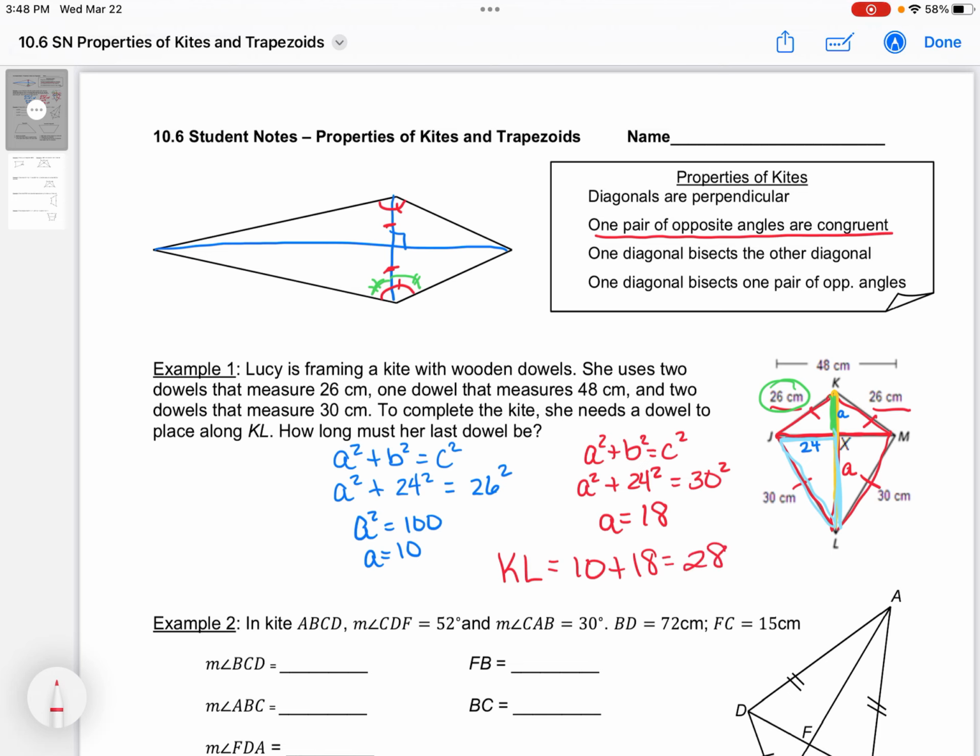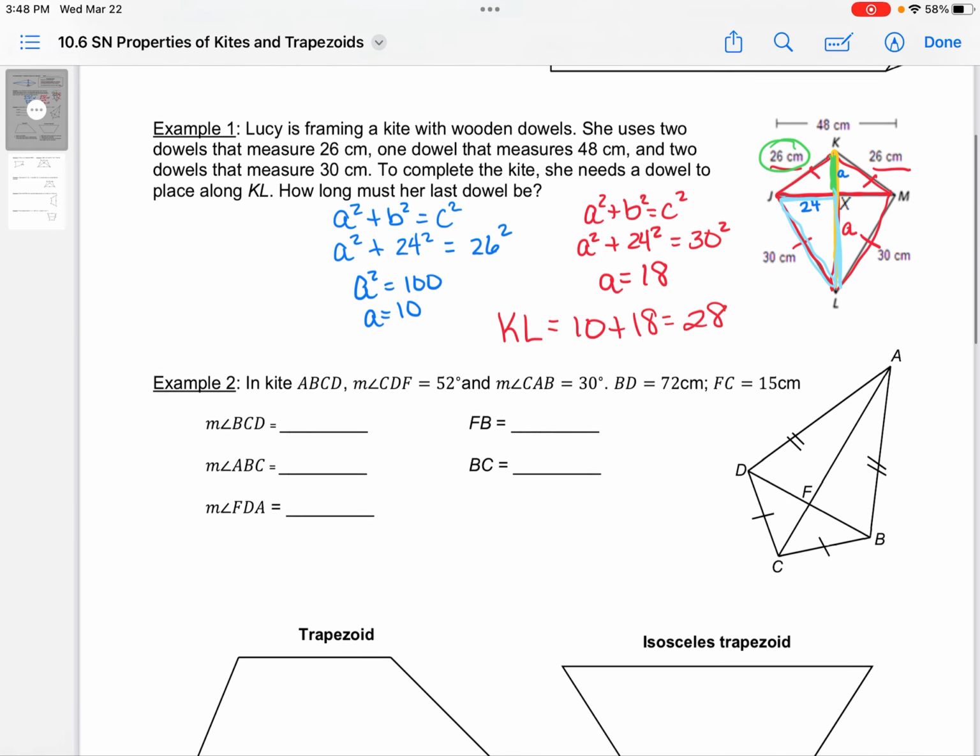So remember when you're doing this, you're always looking for triangles where you know two sides so that you can find a third side or something that's congruent so you know how much both sides are.